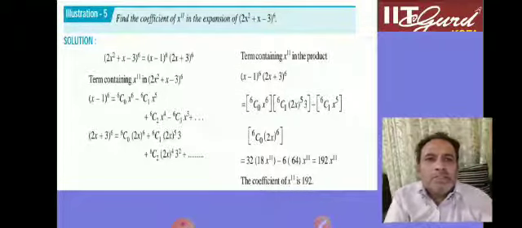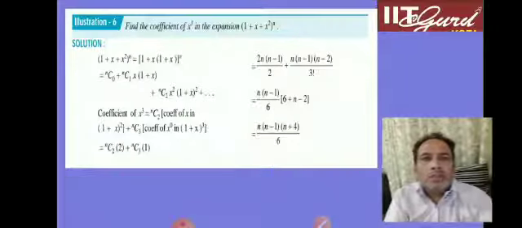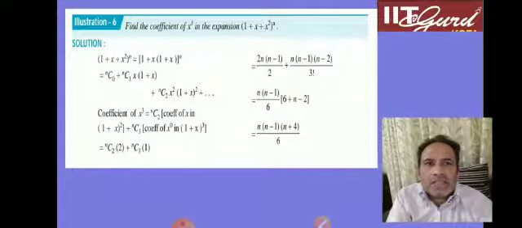But here in this question, 1 plus x square to the whole power n, what were we doing over here?